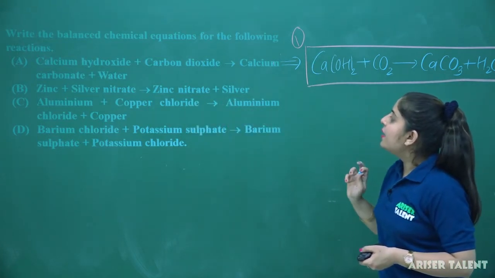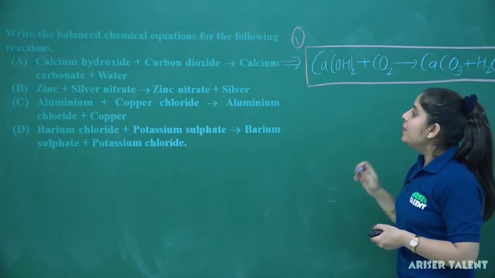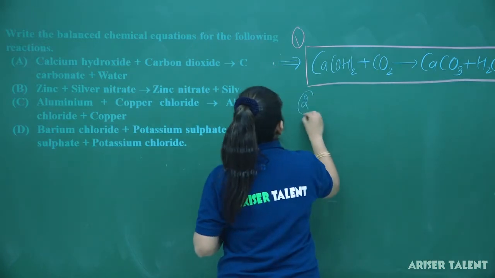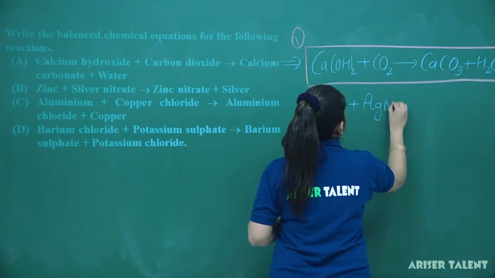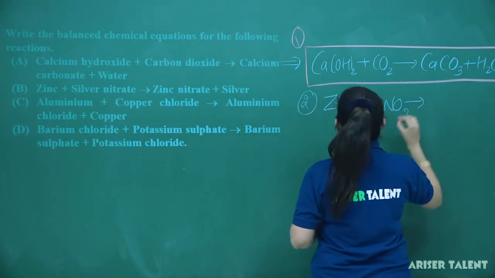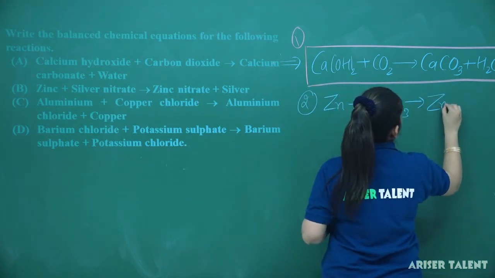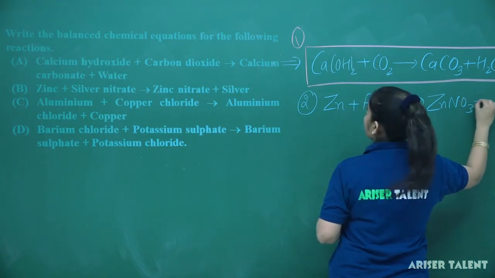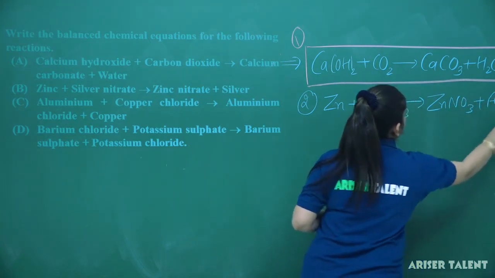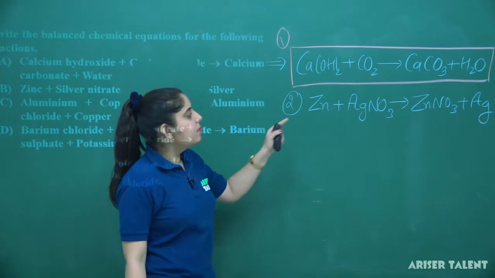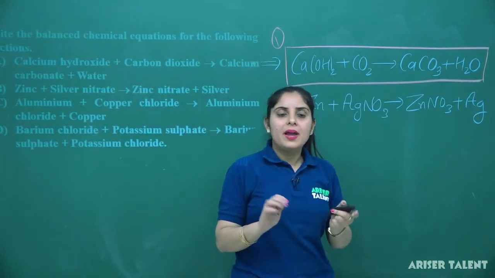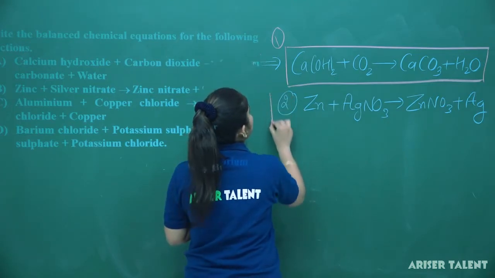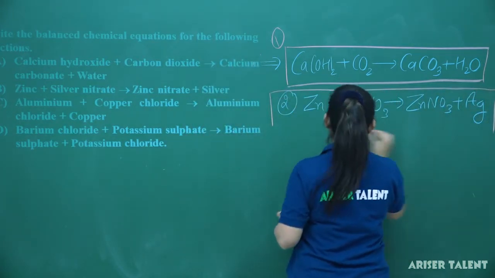Zinc plus silver nitrate gives zinc nitrate plus silver. Zinc plus silver nitrate gives zinc nitrate plus silver. Again, zinc is 1, here also 1, Ag is 1, nitrogen and oxygen are also balanced. So, I must say this equation is a complete balanced equation.